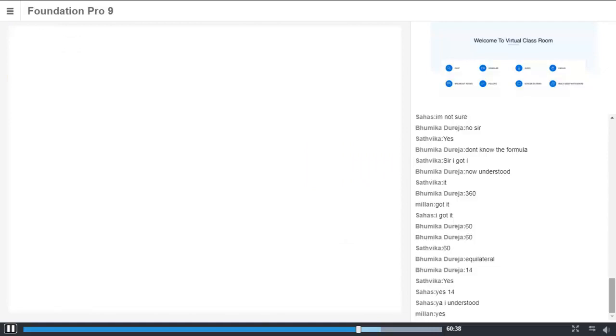Now what is the formula for length of an arc? Length of arc is equal to 2 pi r into theta by 360. What is theta? Theta is the angle subtended.